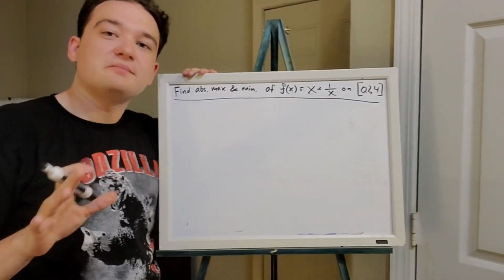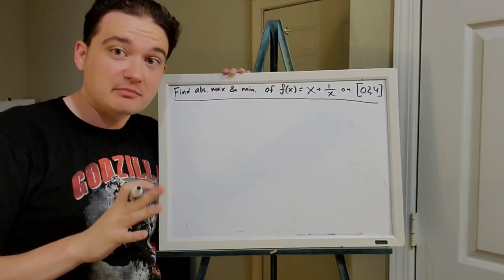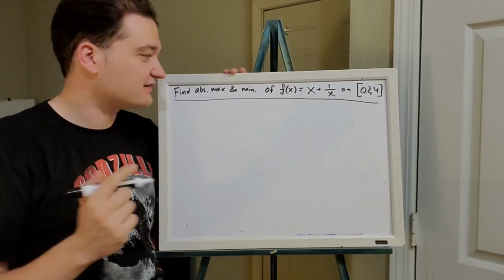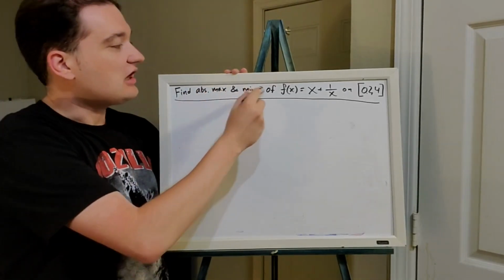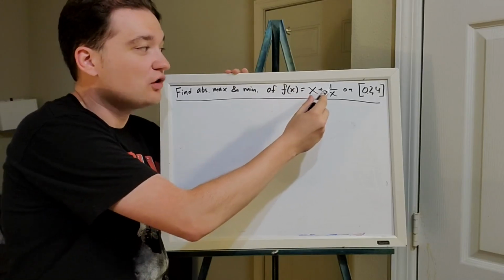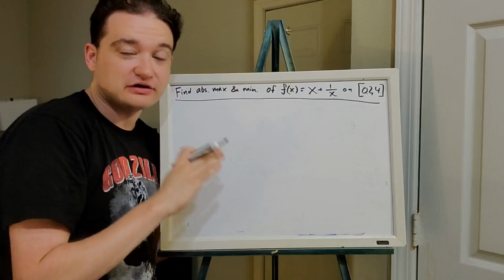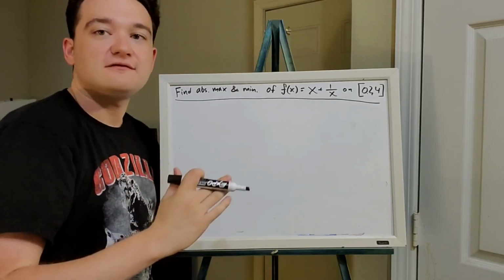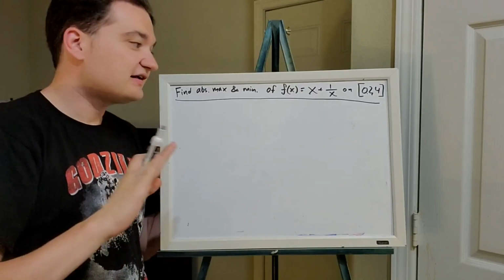Okay. So this is a problem where we're going to find absolute minimums and absolute maximums using what we know about critical points. We're going to find the absolute max and min of this function, f of x equals x plus 1 over x, on this interval, 0.2, that's 1/5, to 4. How do we do that? First thing we always want to do is just take our derivative.